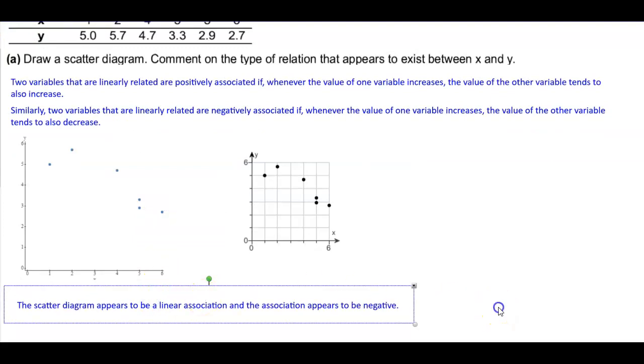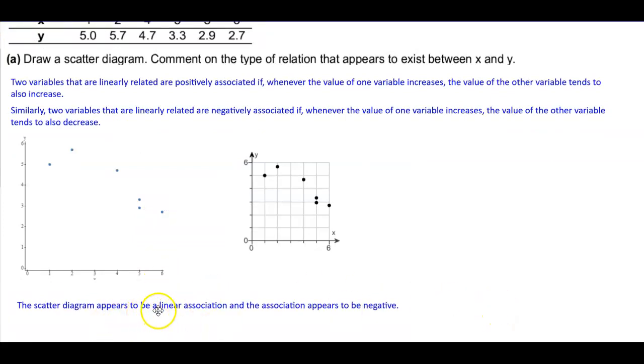We can see that the scatter diagram appears to be a linear association because the points are kind of grouped together over here. Okay, and the association is going downward, so therefore it appears to be negative.